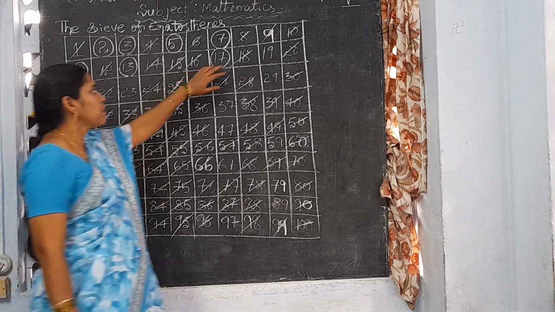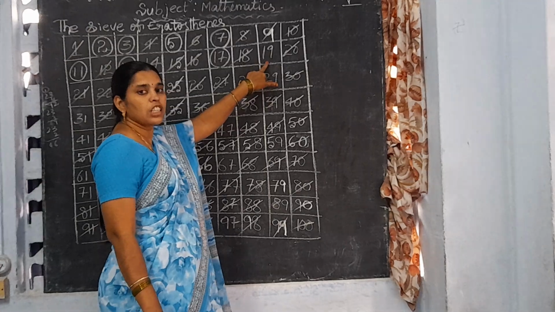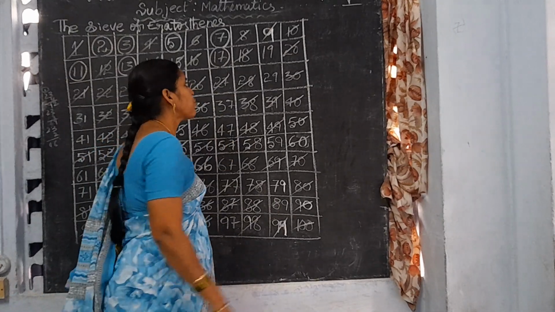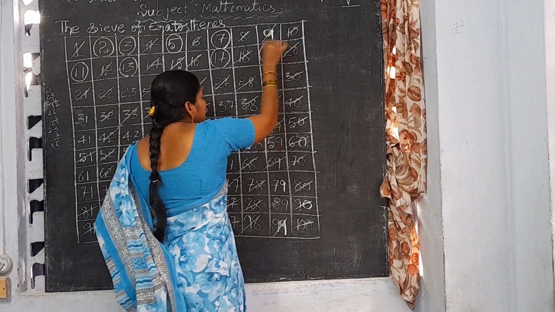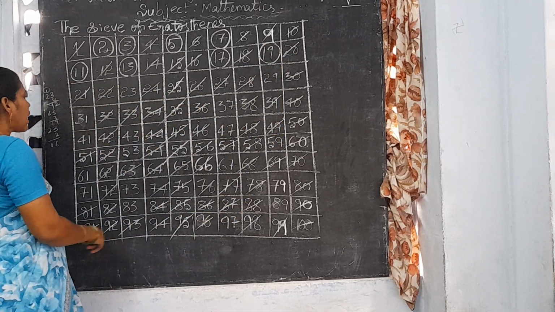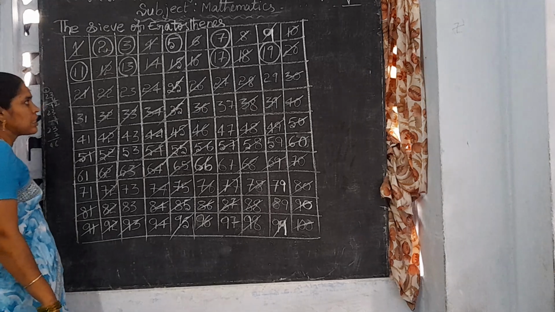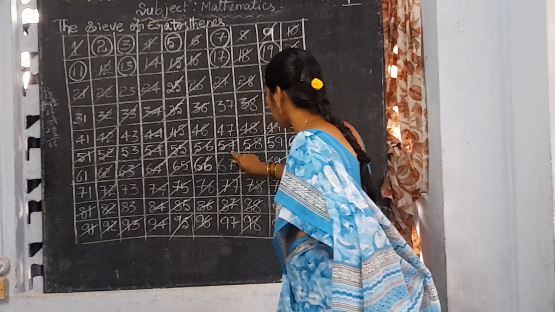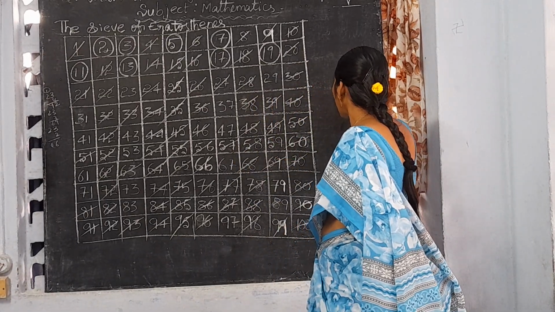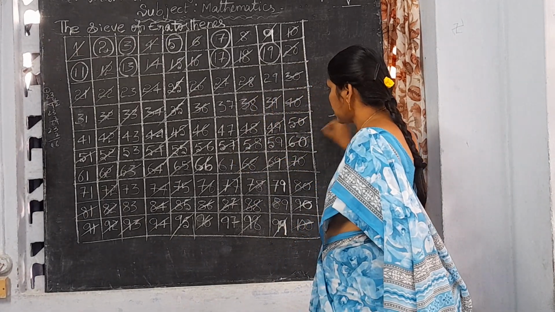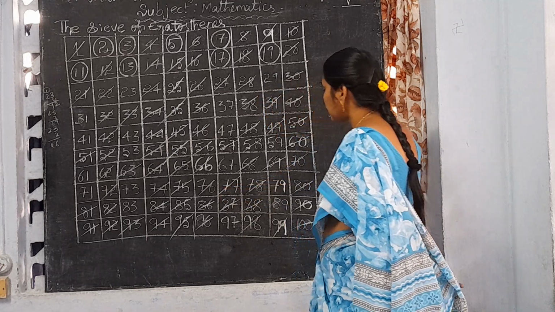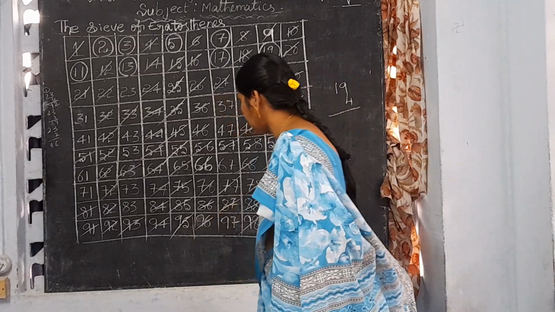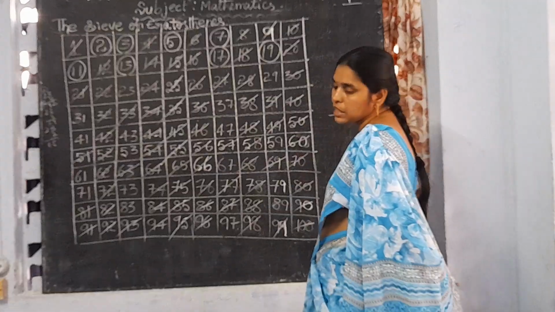Now 19. 19, how many factors? 2 factors. What are those? 1 and the number 19 itself. So it is a prime number. Circle the 19. 19 twos are 38. It is also cancelled. 19 threes are 57. It is also cancelled. 19 fours are 76. It is also cancelled. 19 fives are 95. It is also cancelled. This, up to 100, it is completed.